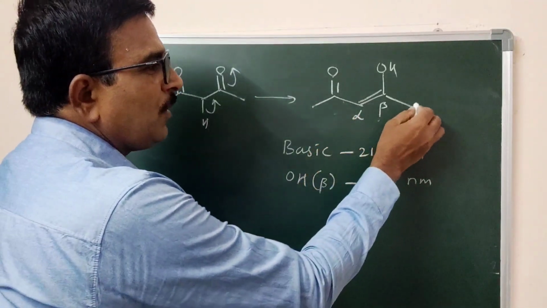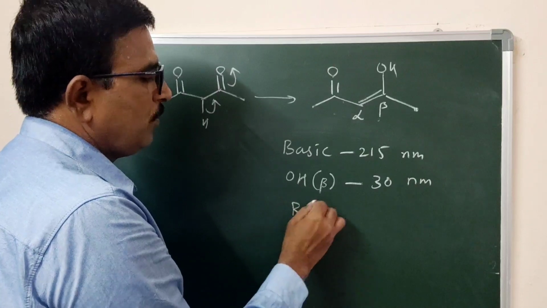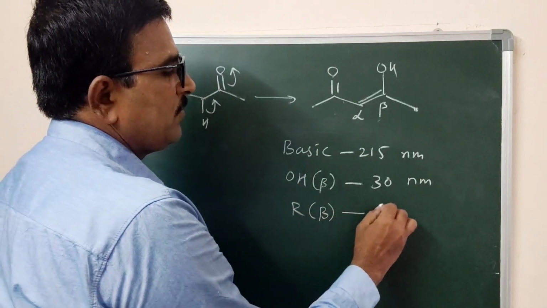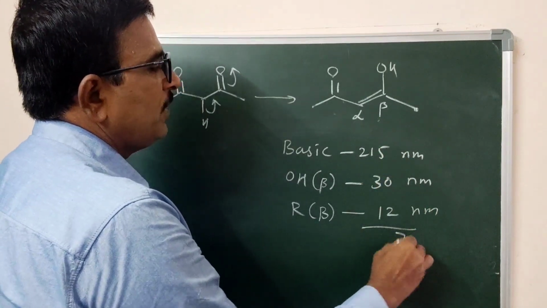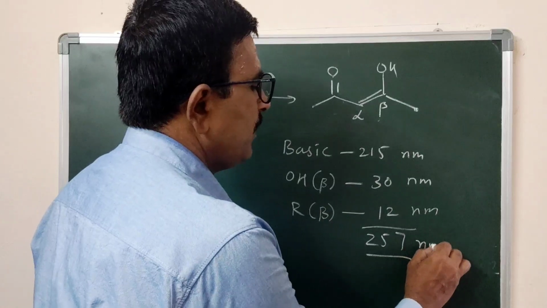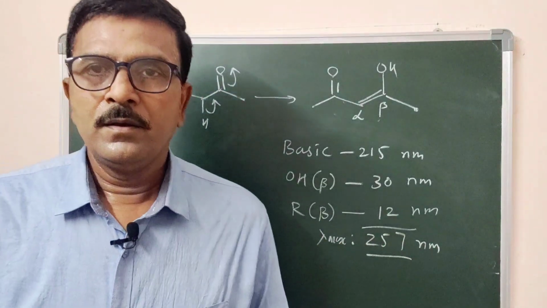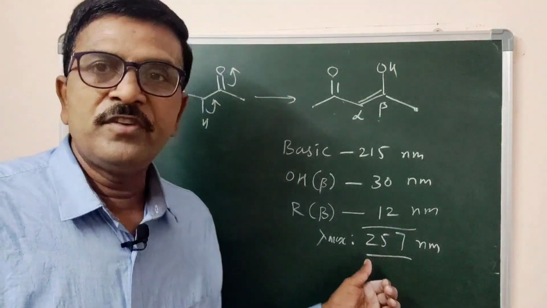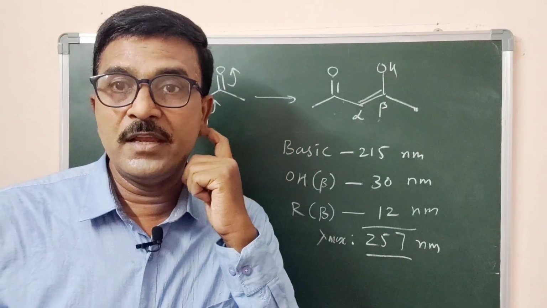Now one methyl group is attached to the beta carbon, an alkyl group at the beta carbon, it is 12 nanometers. So this becomes 257 nanometers. Lambda max for acetyl acetone is 257 nanometers. This is a 1,3-diketone. You can also take a 1,2-diketone.